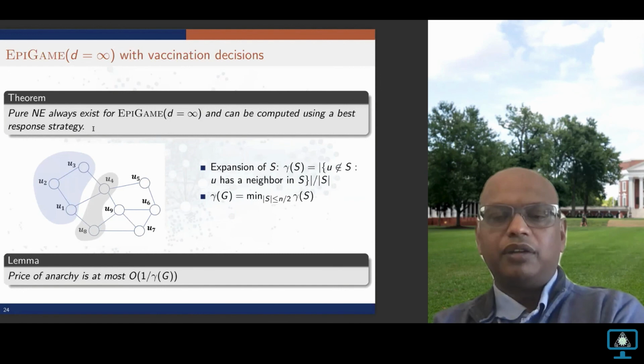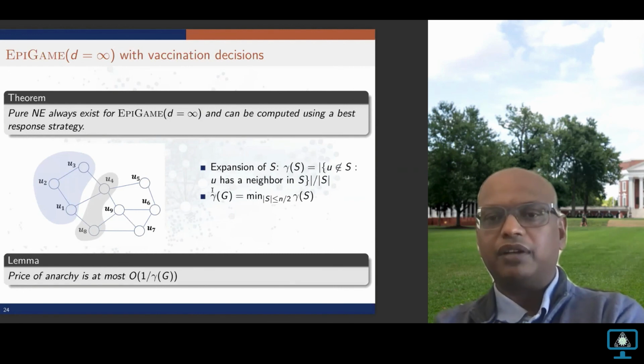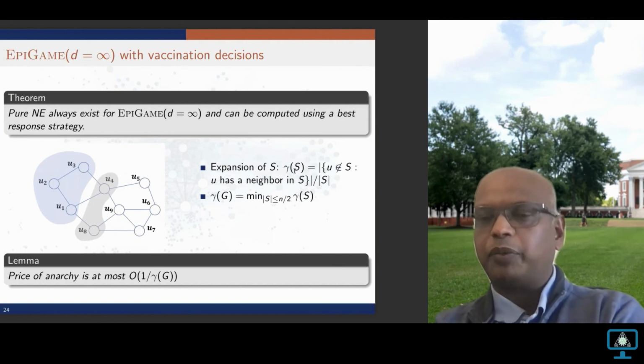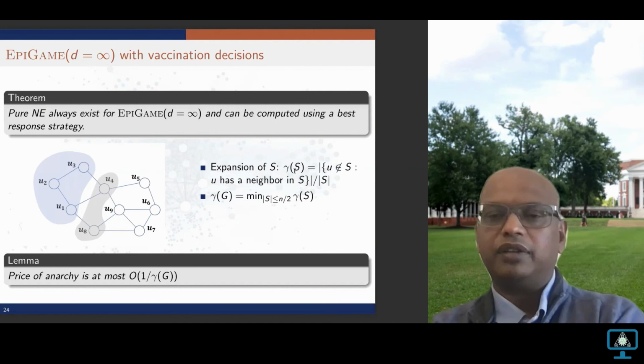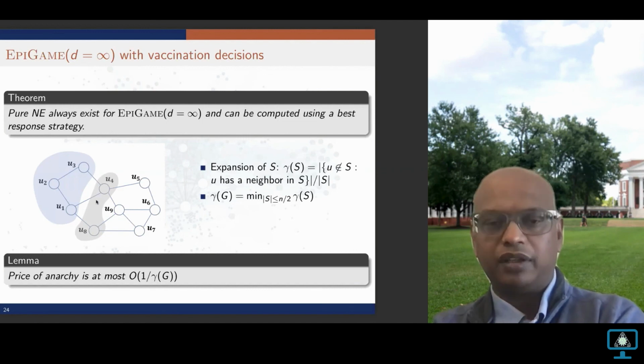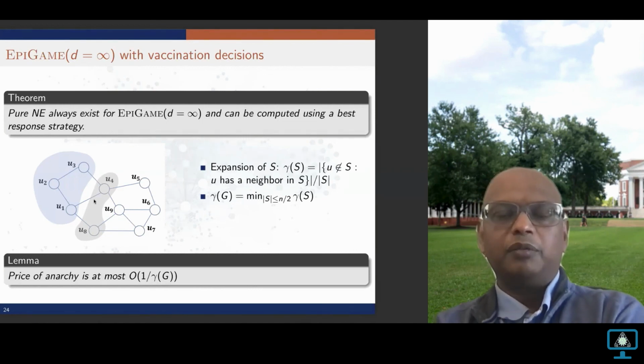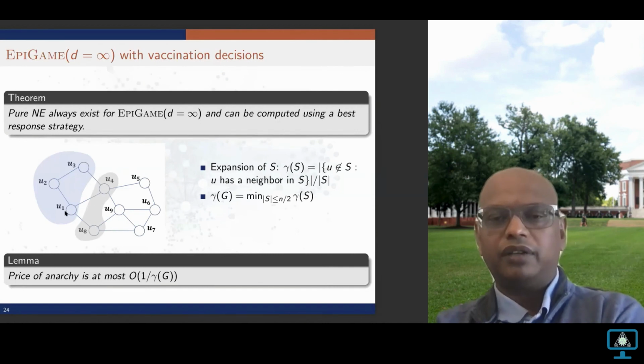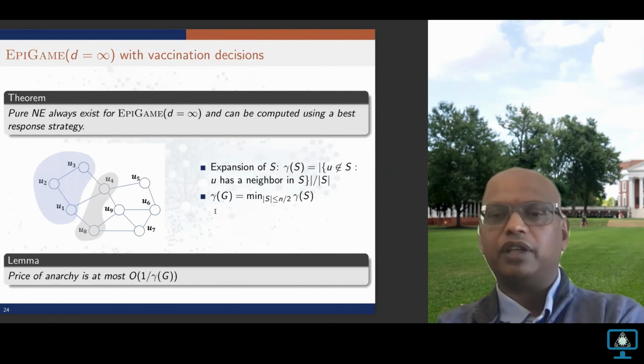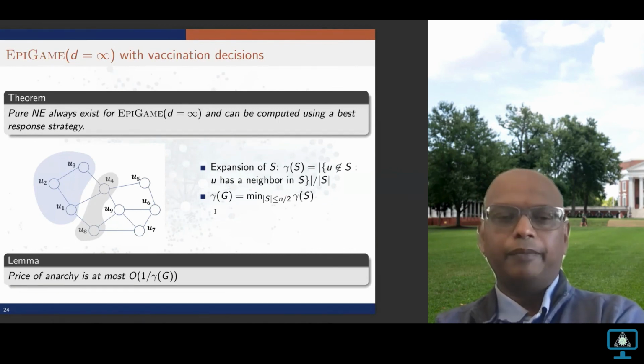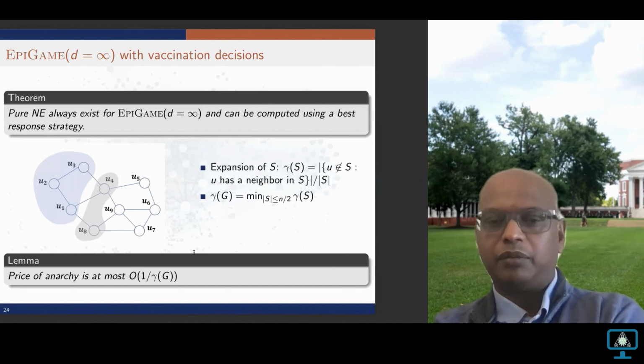There is a nice bound on the price of anarchy in terms of a fundamental graph property, which is its expansion. For a set S, we define its expansion as the ratio of the number of neighbors it has outside S divided by its size. And so in this example here, for this set S, it has 2 neighbors in the rest of the graph. So the expansion of this set is 2 over 3. And the expansion of the graph is the min over all sets of size at most n over 2 of gamma of S. So we can show that the price of anarchy is bounded by like 1 over the expansion.